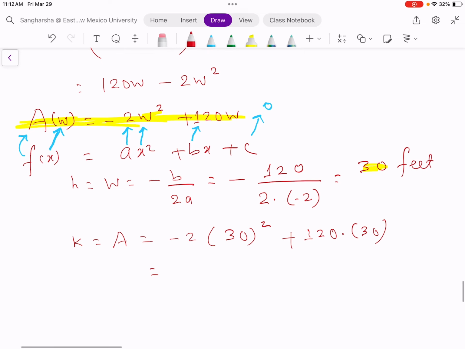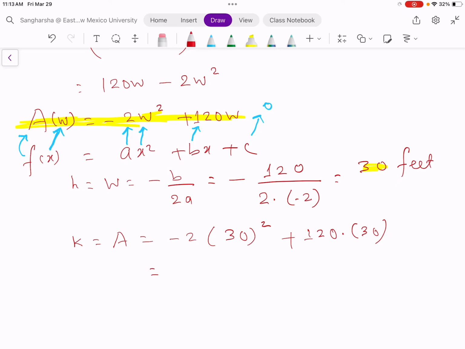So finding a maximum or a minimum is the same as finding the vertex. You find the x coordinate, you find the y coordinate. In our area function, our input is w, so for h we have w. And our output is area, so for our y coordinate we have A.